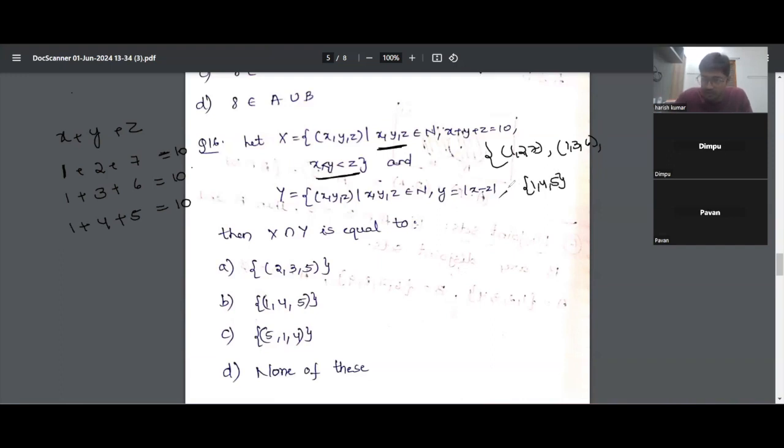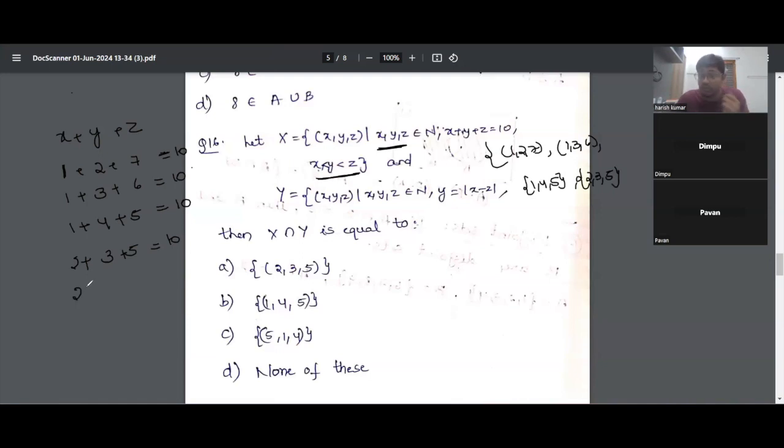Clear so far? Next, I can't take x as 1 anymore, because then y will become 5 and z will become 4. That is not possible because y should be less than z. So x will stop taking 1 from here. Next, I'll take x as 2. Then y can be 3 and z can be 5. So this is one possibility: 2, 3 and 5.